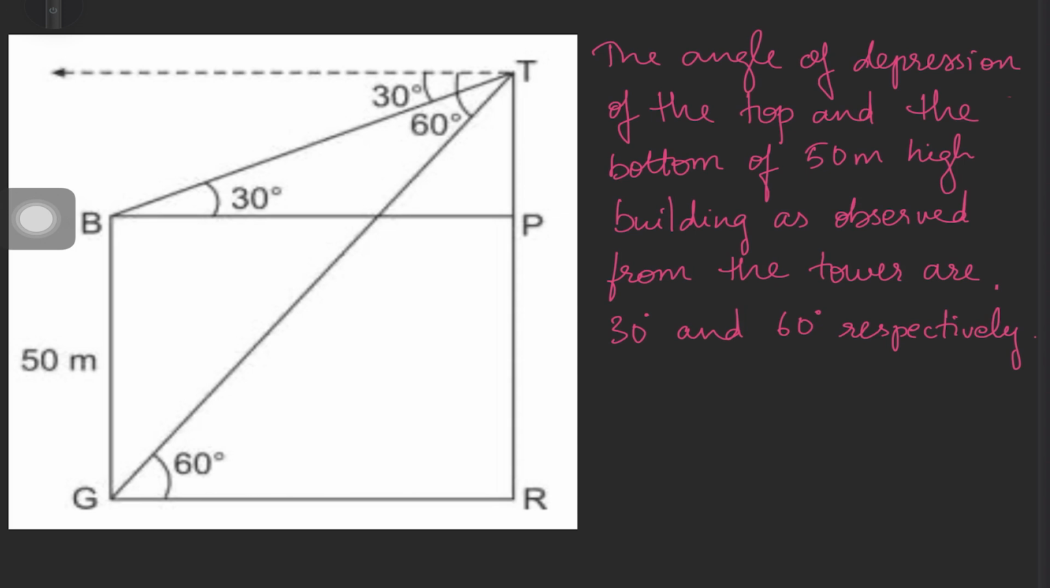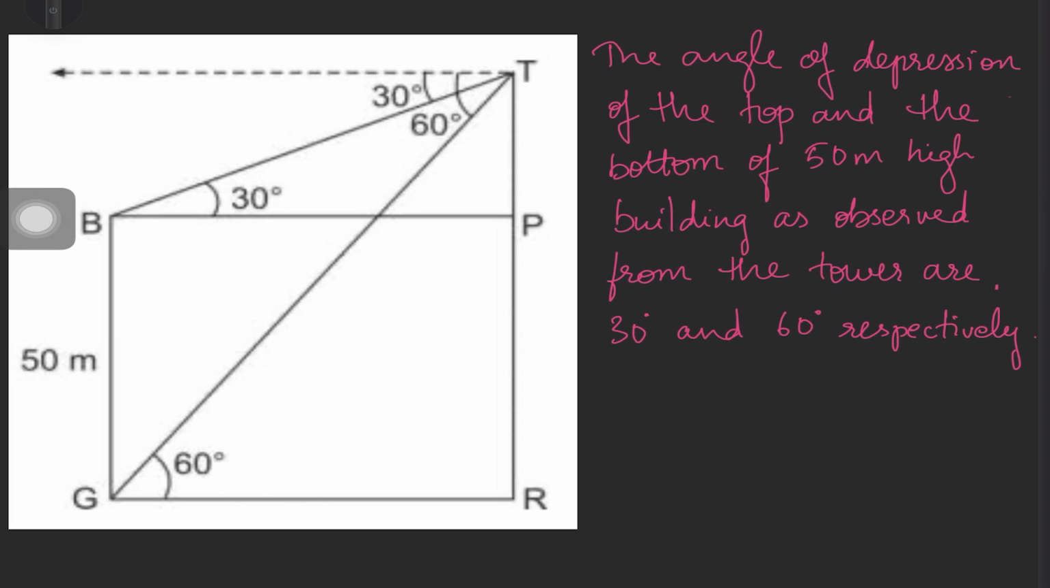We shall start with applications of trigonometry. Many of the students will be having confusions with angle of depression and angle of elevation. Suppose this is the kind of question; I have just taken a part of the question. The angle of depression of the top and the bottom of a 50-meter high building as observed from the tower are 30° and 60° respectively. If you sort out these given parameters, then the remaining thing is very easy to solve. That is, you will be finding out the height of the tower.